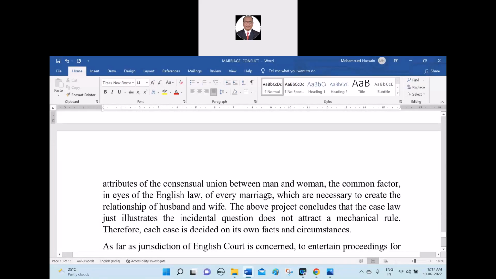Suppose there is no valid marriage at all, then there is no question of taking a divorce, because the marriage itself is void ab initio. At that instance, there is no necessity of a divorce. Are you following me? Yes, sir. When the nullity of the marriage is there, there is no question of taking a divorce. Is it clear?